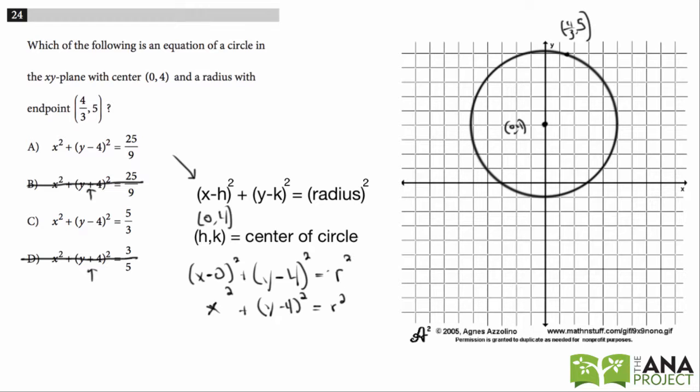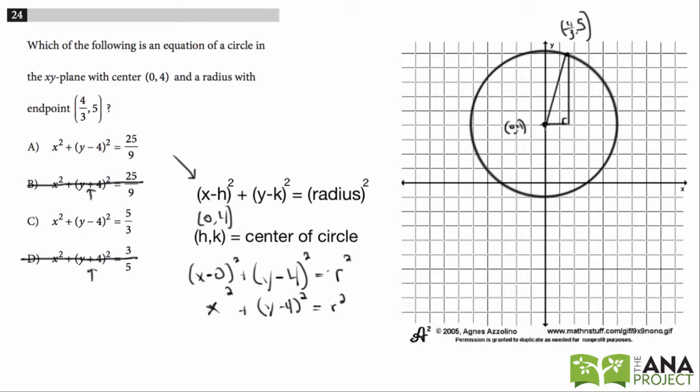So how do we find the radius? I'm going to draw a radius from the center of the circle to that endpoint. Then I'm going to drop an altitude down, make a right triangle. So this is a 90-degree angle. This is a right triangle.